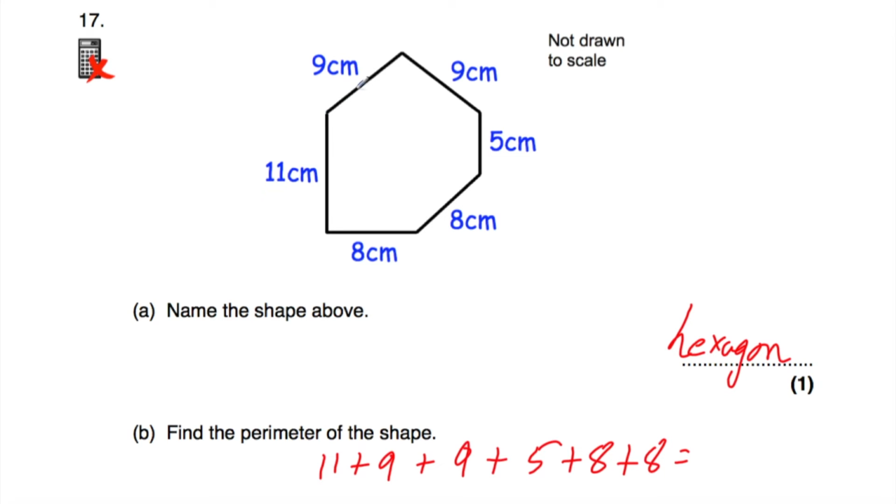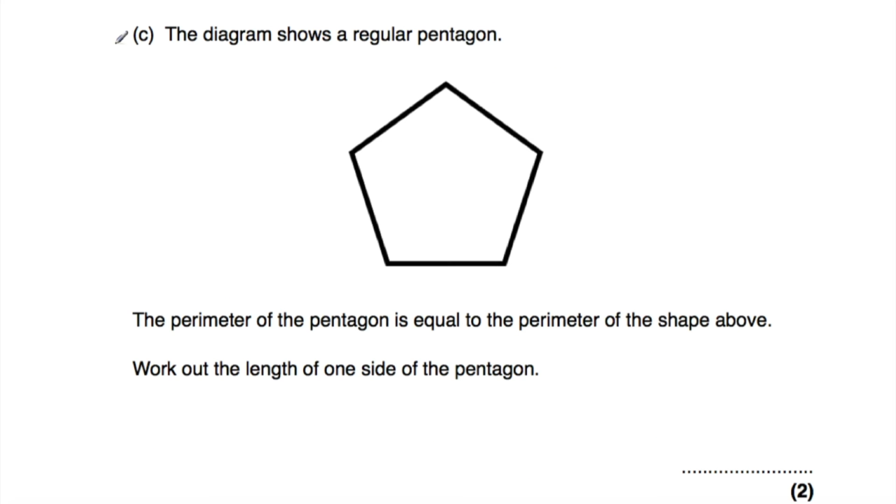So 11 plus 9 is 20, plus 9 is 29, plus 5 is 34, plus 8 is 42, plus 8 is 50. So I've got the perimeter of the shape to be 50 centimeters. And that's it. Okay, let's have a look at part C.